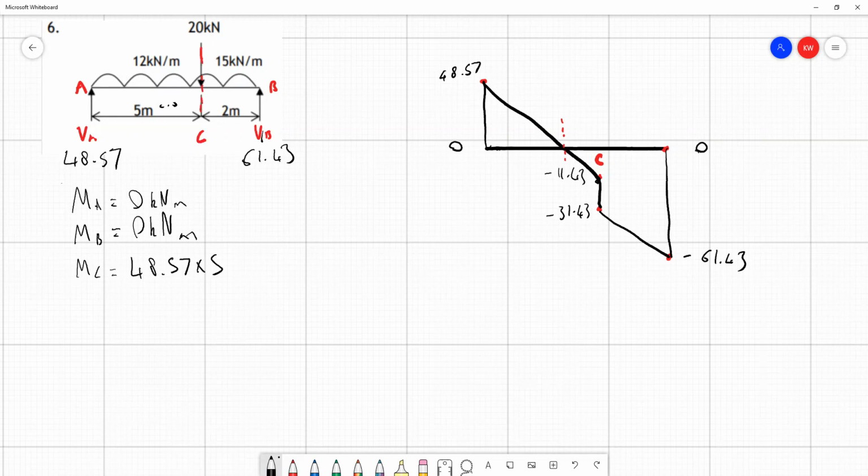And then we've got the UDL acting down. So it's 12 kilonewtons per meter over 5 meters. And again, we consider this to be acting halfway along the UDL. And that is also, we need to be clear in questions like this, halfway between A and C. So that's a 2.5 meter distance from C. So I'll draw that in there, 2.5 meters away from C. So it's 12 times 5, that's the total force, and it's 2.5 meters away from C. So we can work out the bending moment there.